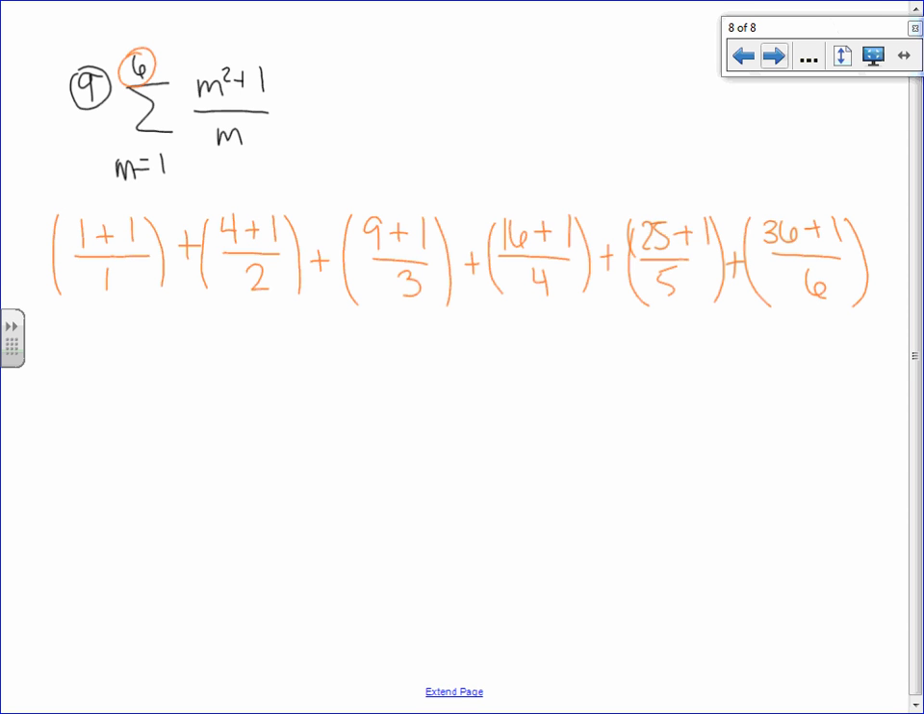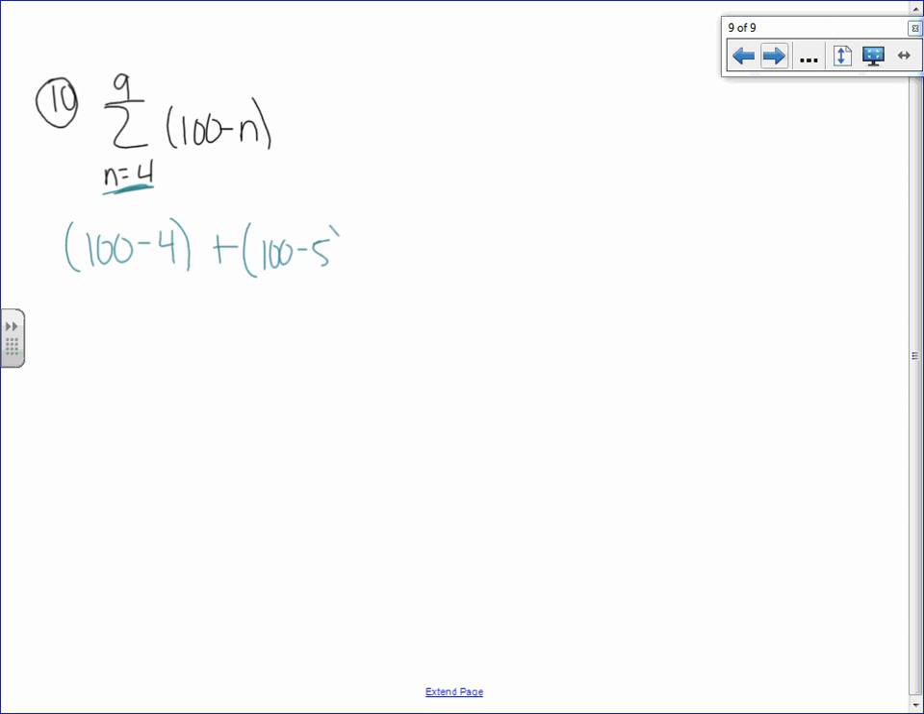Now I can simplify. That's going to be 2 over 1 plus 5 over 2 plus 10 over 3 plus 17 over 4 plus 26 over 5 plus 37 over 6. If you want, you can just write 2 over 1 is 2. But you are going to leave it like this. Alright, this is your final answer. When you write something out as a series, we leave it. We don't actually add everything up. So that is the answer to number 9.